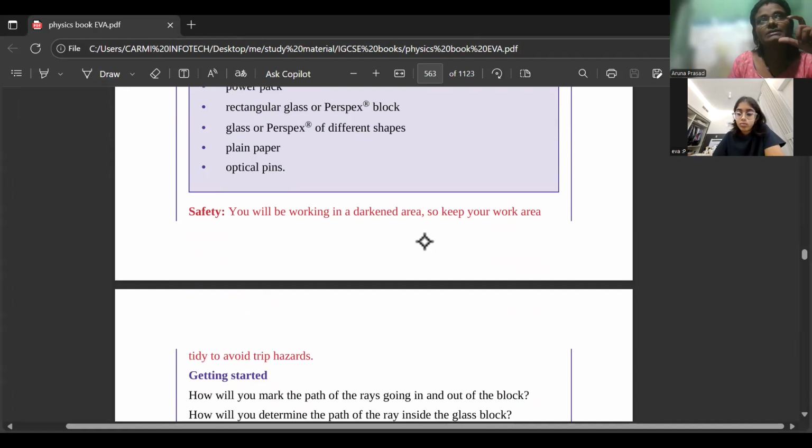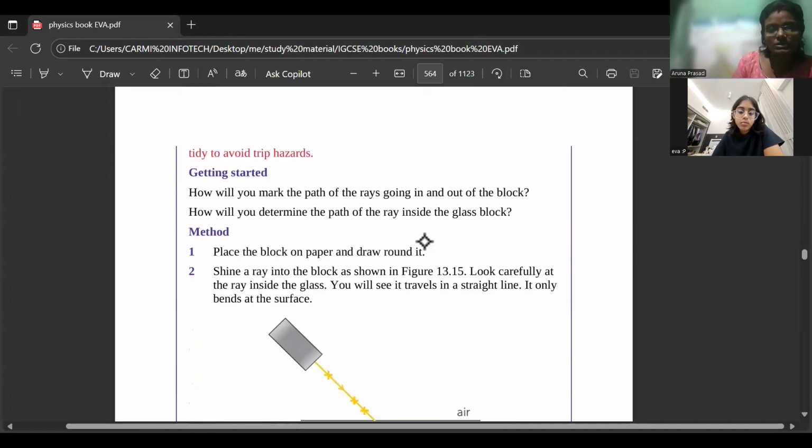You will place the pins where the ray of light will go. That is the task of the optical pins. Let me tell you, Eva, this is a very old experiment. Even I have done it in my school when I was your age. So this is important, of course.